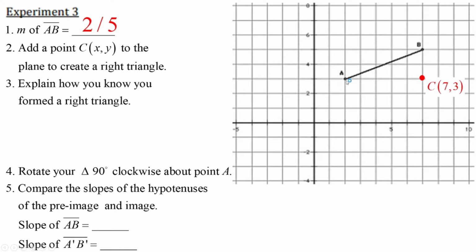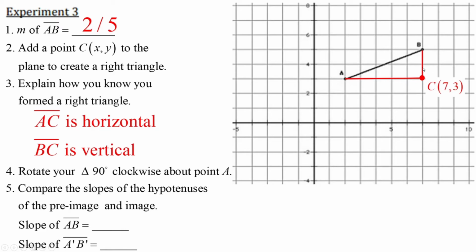Now, explain how you know you formed a right triangle. Well, let's complete this triangle here then. So I need segment AC. And that segment AC is what? That's right, that's a horizontal segment. And then I have segment BC right there. And what is BC? It is vertical. And you guys know from the beginning of this activity, horizontal and vertical segments are always perpendicular. So we know this must be a 90-degree angle right there. Okay, now I'm getting ahead of myself again.